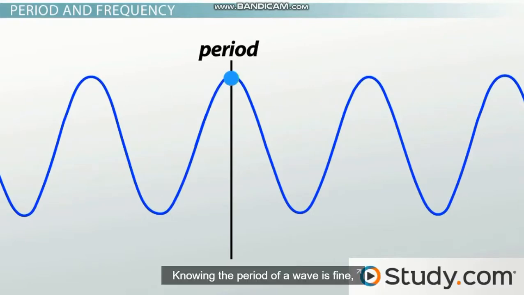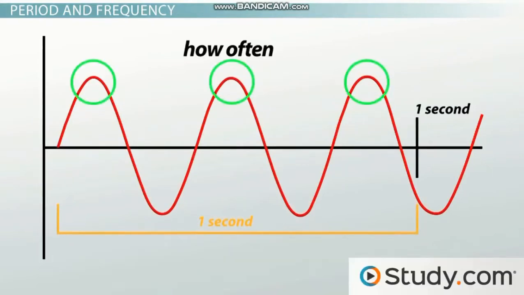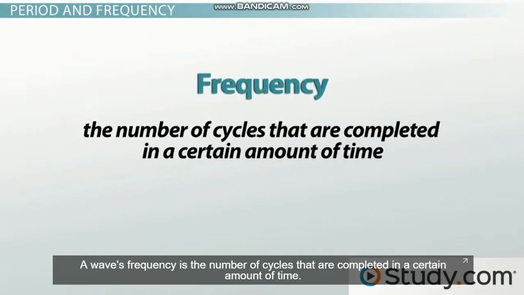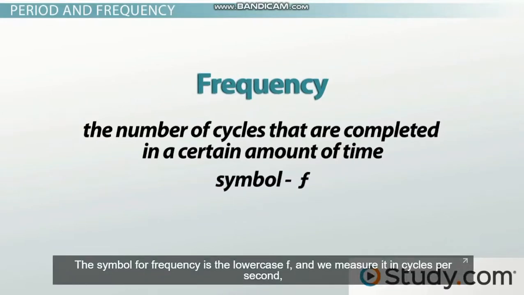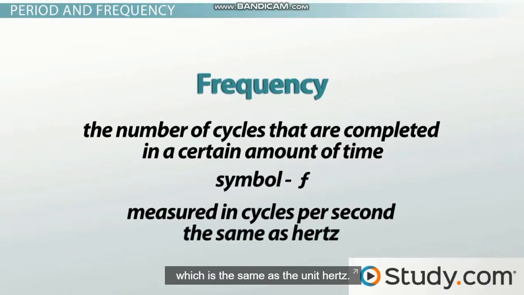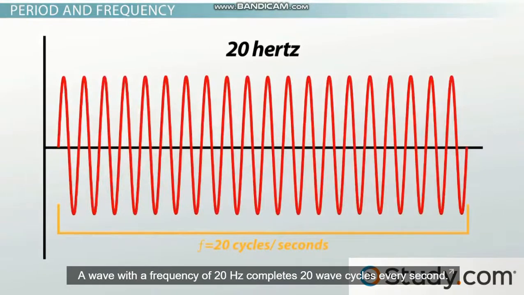Knowing the period of a wave is fine, but we often need to talk about waves in terms of how often the wave cycles are coming. In other words, we want to know the frequency of a wave. A wave's frequency is the number of cycles that are completed in a certain amount of time. The symbol for frequency is the lowercase f, and we measure it in cycles per second, which is the same as the unit hertz. A wave with a frequency of 20 hertz completes 20 wave cycles every second.